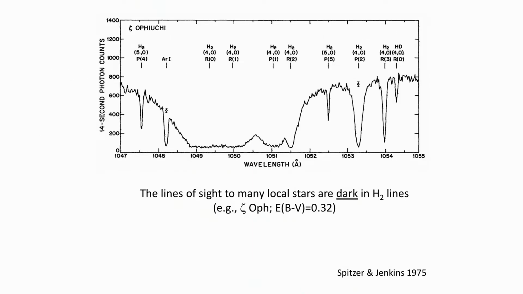And here's a spectrum from the Copernicus satellite. If you're a molecule of hydrogen sitting out there, you look around, the sky's dark, because all your friend molecules are absorbing that UV light.